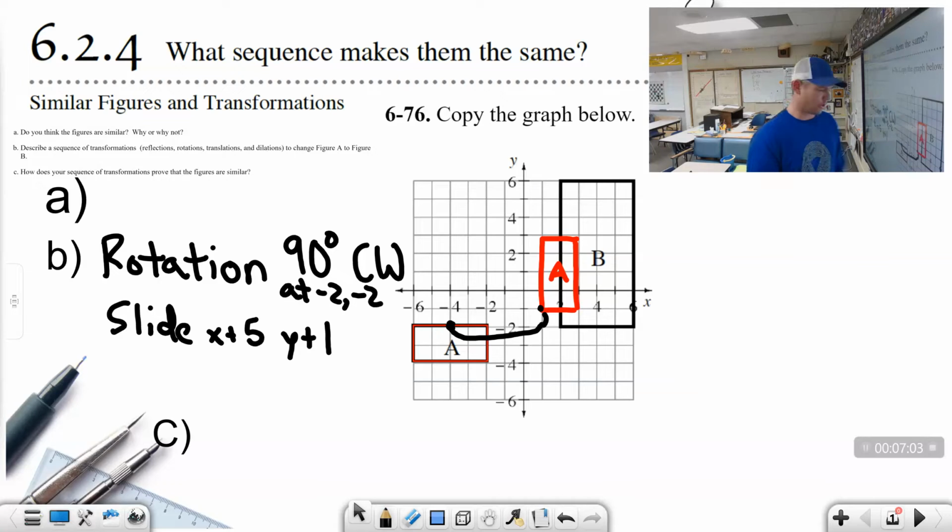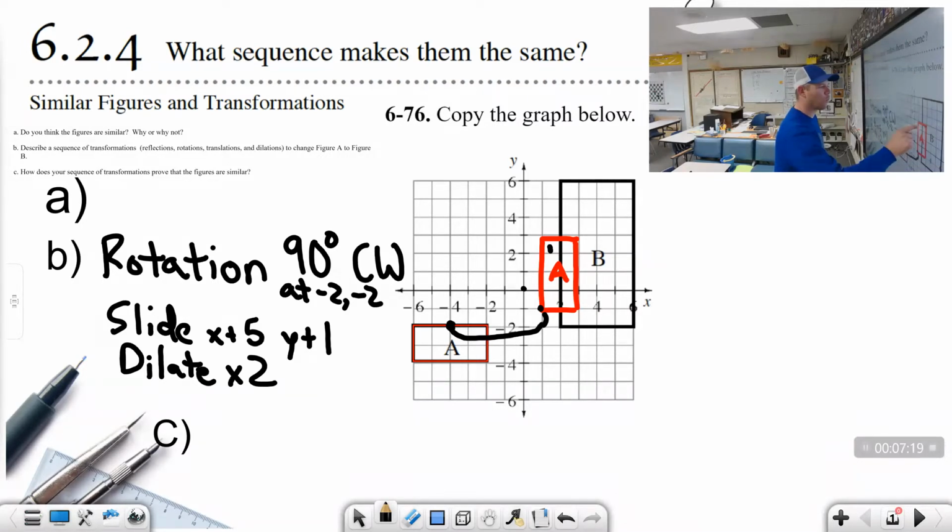Now I'm ready for my dilation. I'm going to dilate times 2. Now this dilation of times 2, notice the distance from 0. Notice that this is at 1, 3, and now it's at 2, 6. Notice this point, -1, -1, and now it's at 2, -2.